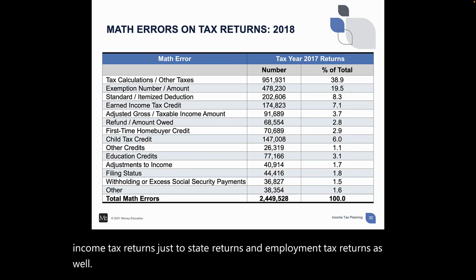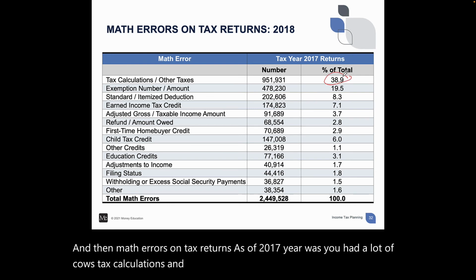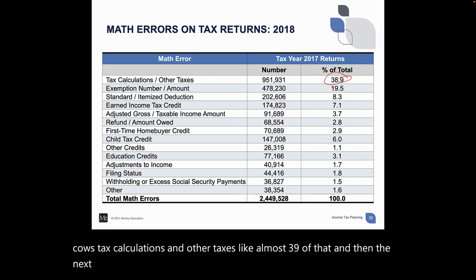And then math errors on tax returns as of 2017 year was, so you had a lot of tax calculations and other taxes, like almost 39% of that. And then the next biggest error was your exemption amount or the exemption number.